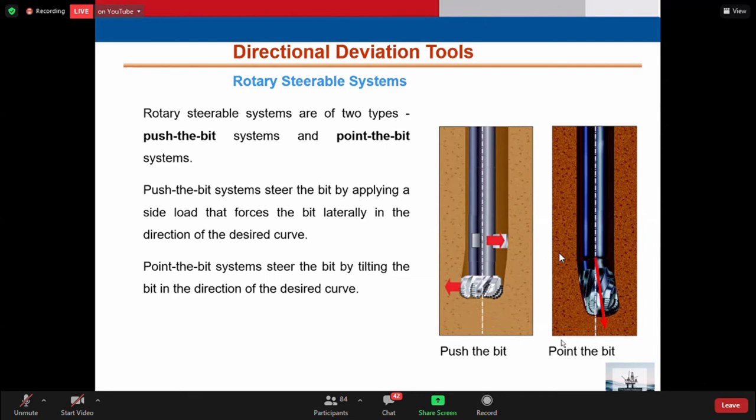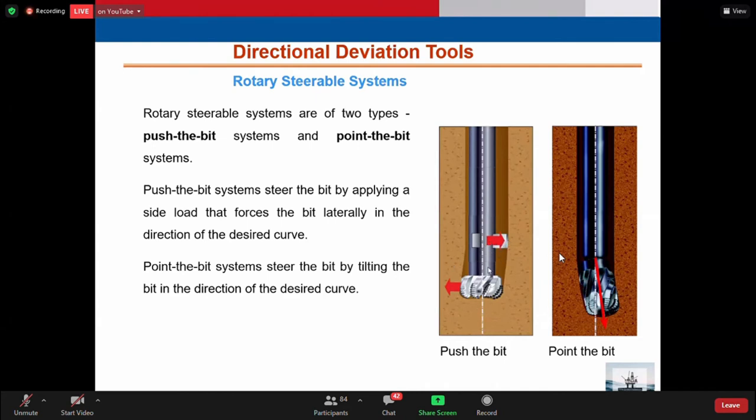So in this figure, there is a need to rotate the bit, and with the vibration, the push the bit system is still applying side loads, applying side load that force the bit to drill in the desired direction.